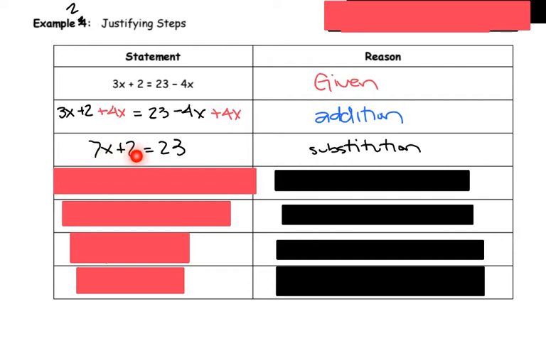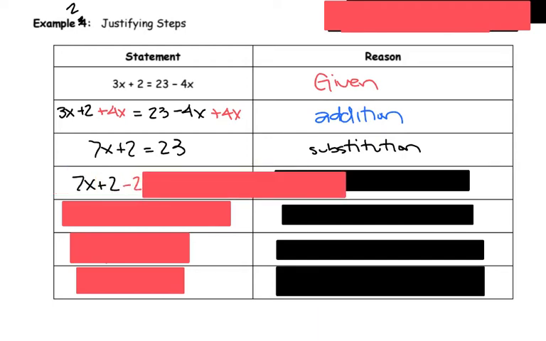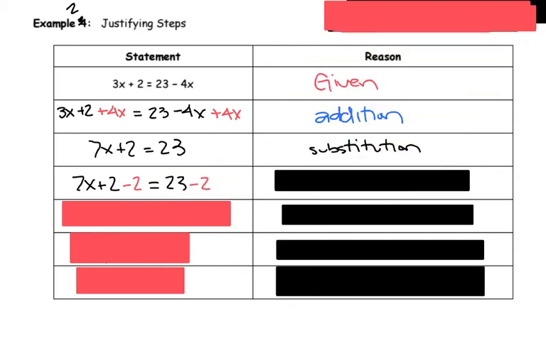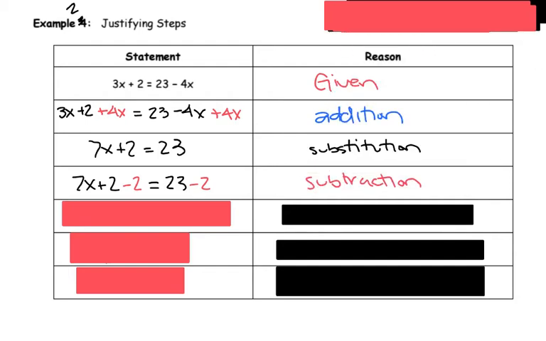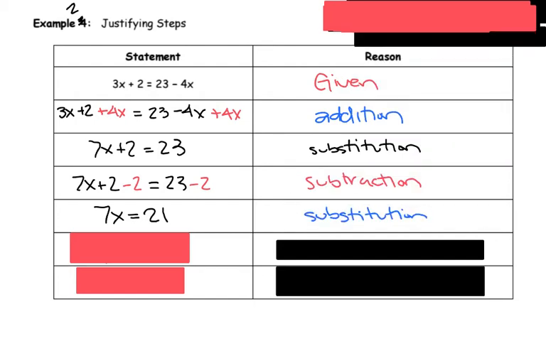All right, so now if we have 7x plus 2 equals 23, we've got to solve for x. So I've got to get rid of this plus 2 by doing the opposite. So I'm pretty sure that we're going to do a minus 2. Okay, so 7x plus 2 minus 2 equals 23 minus 2. So I'm subtracting 2 from both sides. So that's going to lead to a subtraction reason. And when I actually do that work, you're left with 7x equals 21. So that would be the reason as substitution, actually doing it.